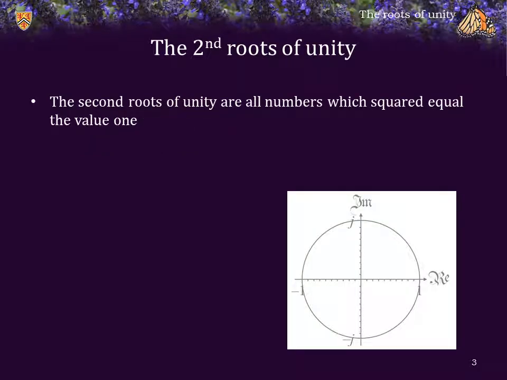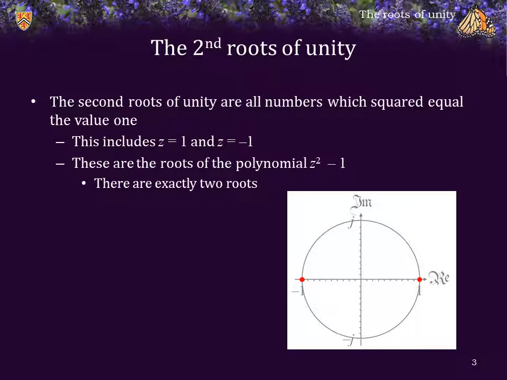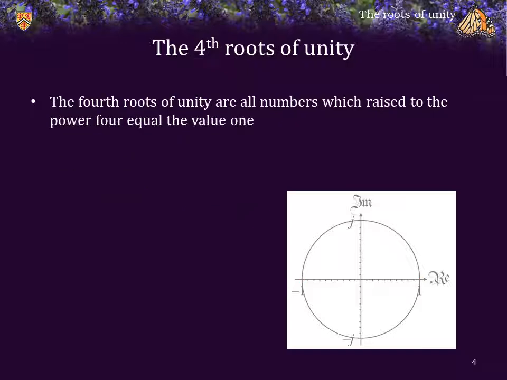Now, the second roots of unity are all those numbers which, when squared, equal the value 1. You already know what these are. These are z equals 1 and z equals negative 1. Another way of looking at this is there are exactly two roots to the polynomial z squared minus 1, and z equals 1 and z equals negative 1 are those roots. All right, let's go on and look at the fourth roots of unity.